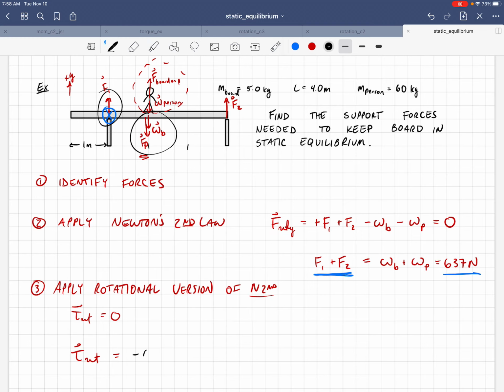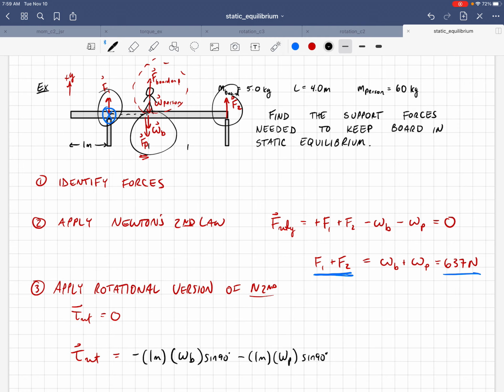Now, both of these forces are 1 meter away. In one case, I've got the weight of the board, and the angle between the radial line and the force is 90 degrees, right? So that's 1. The distance to the other force is the same, 1 meter. Now remember, the force of the person is equal in magnitude to the weight of the person, times the sine of 90 degrees.